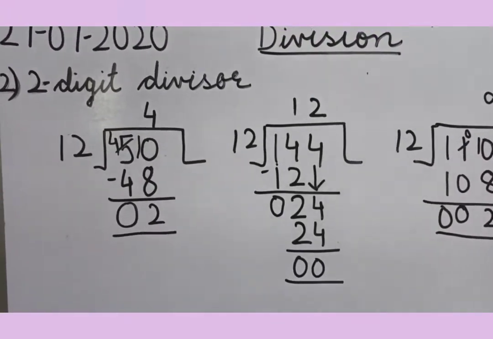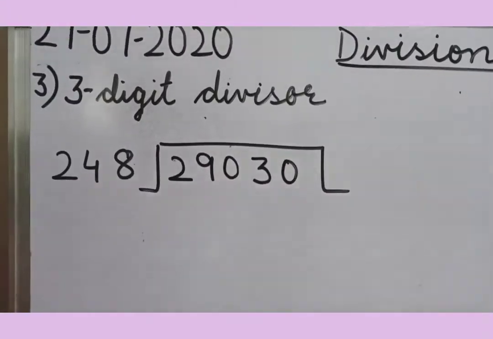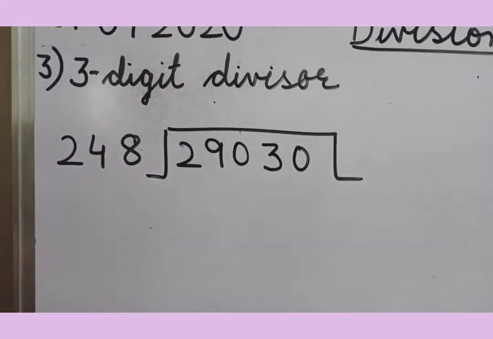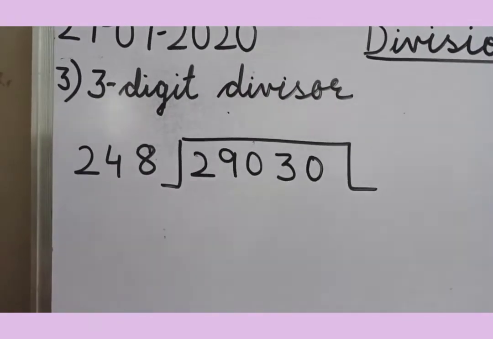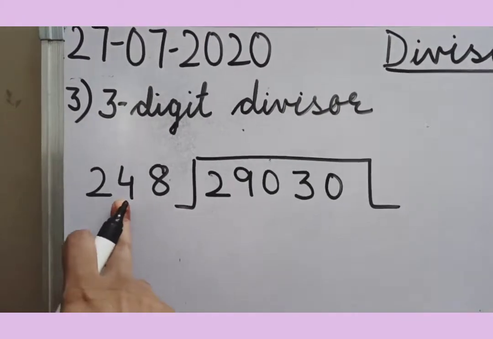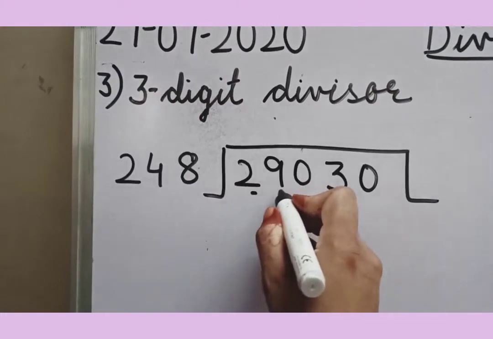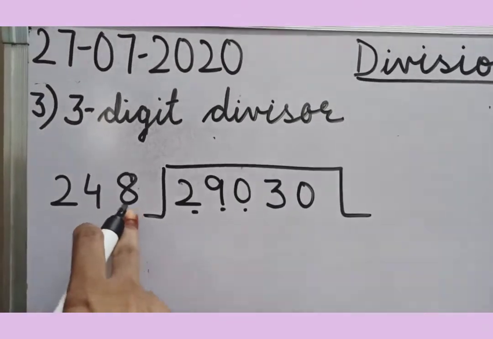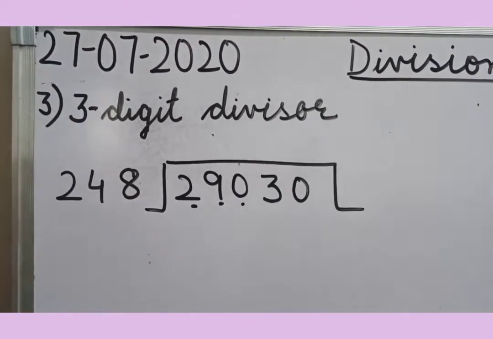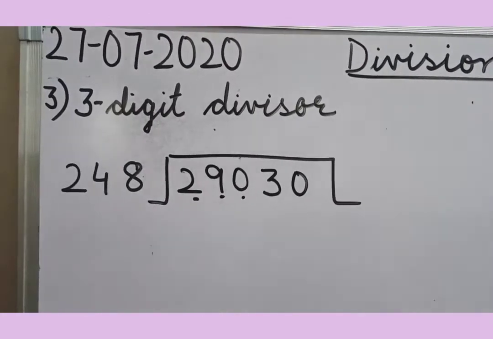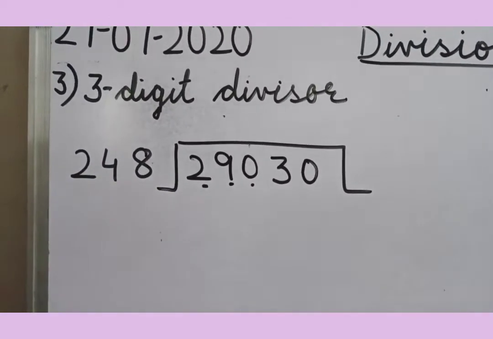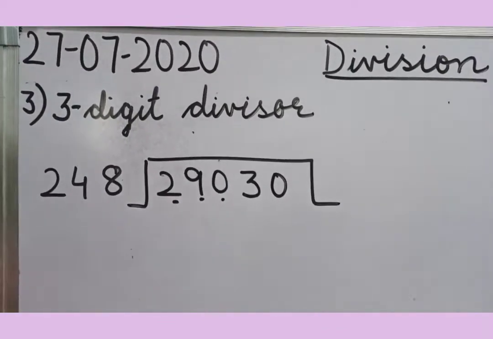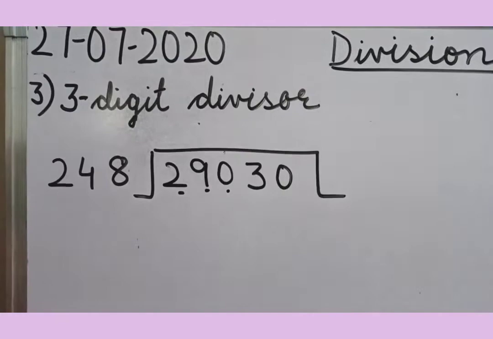Now let's see for the 3-digit number. Now this is a number where a 3-digit divisor is there, and I have written a 5-digit dividend. Since the divisor is a 3-digit number, definitely the minimum number of digits I am going to take is 3 together. Now 248 table, I am not asking you people to learn it. I have already shared a method of how you are going to write the tables. The most important thing is you have to see a few things before writing the table. I don't want you to write the complete table.